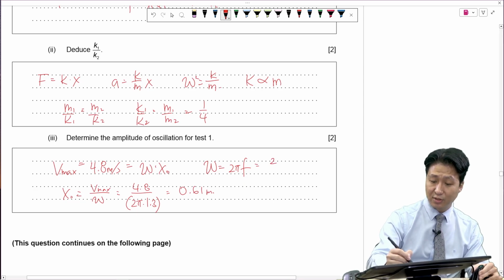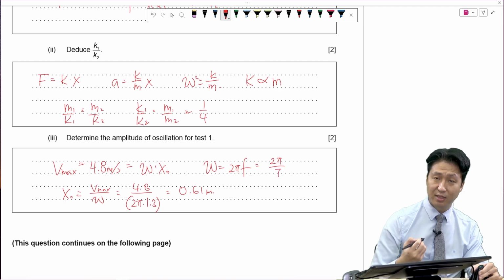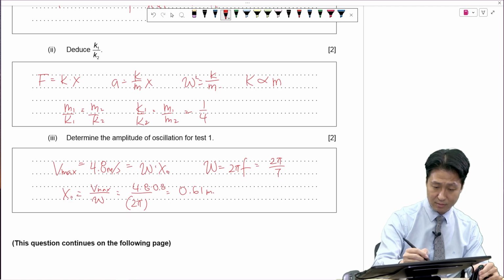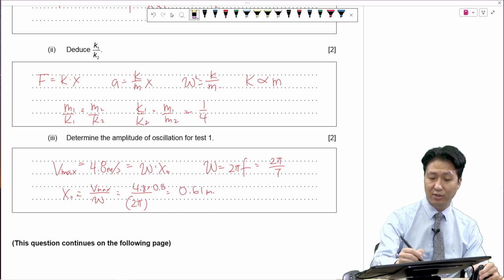As a side note, you could also use 2 pi over the period, which means it would be 2 pi times the period of 0.8. And it gives us the same result.